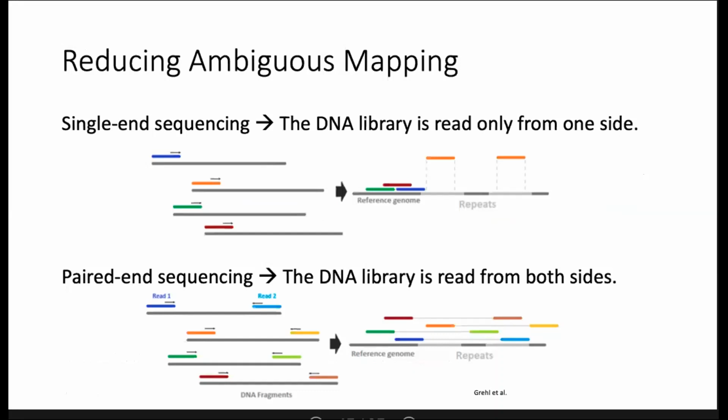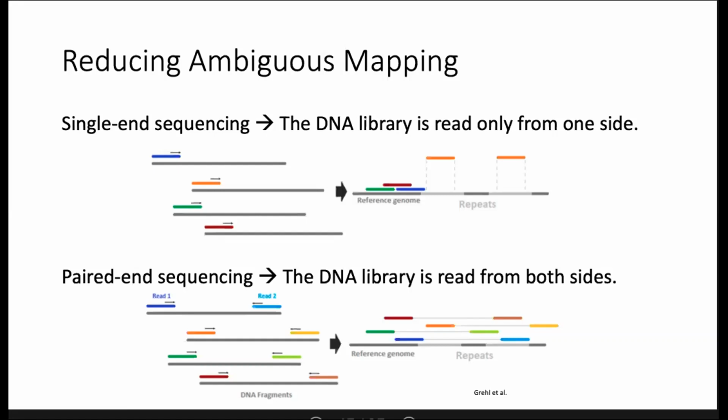In a single-ended approach, the DNA library is read from 5' to 3' in one direction only. This approach is usually cheaper, but if there are repeat sequences, there is a possibility of getting these ambiguous reads. So to avoid ambiguous reads, we paired-end sequence the library.